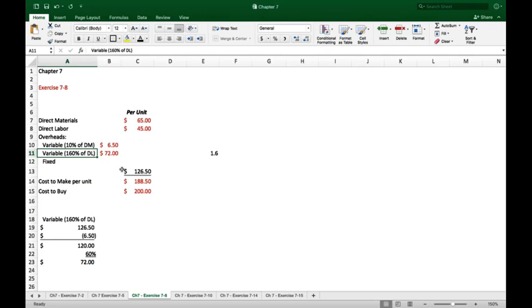Now, if I had to find out the fixed cost, again, we never do it per unit, but the remainder would be over here, $48. And I'm going to highlight it saying really ignore it. Okay, ignore this number, don't worry about it. So what are we concerned with? We are concerned with 65, 45, 6.50, and 72. That adds up to 188.50. That's the variable cost to make the product in-house.